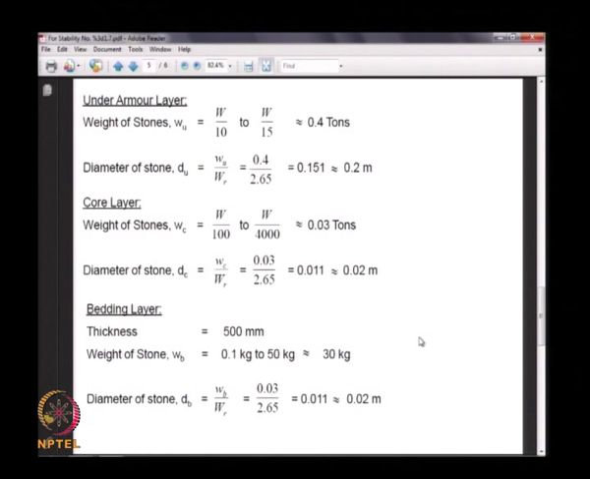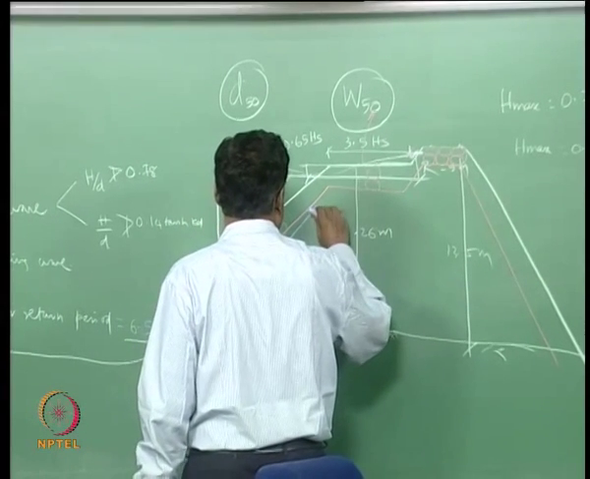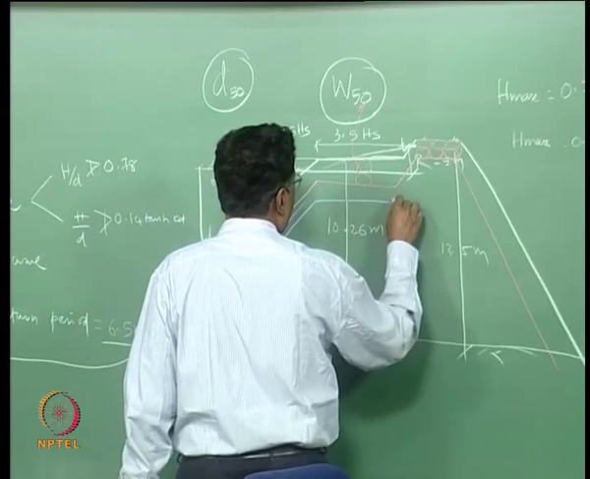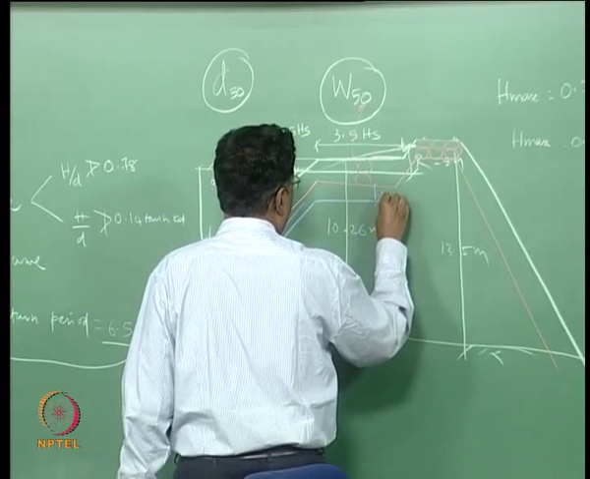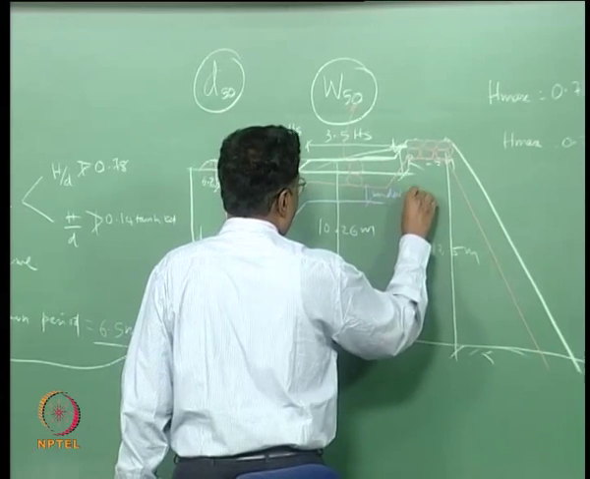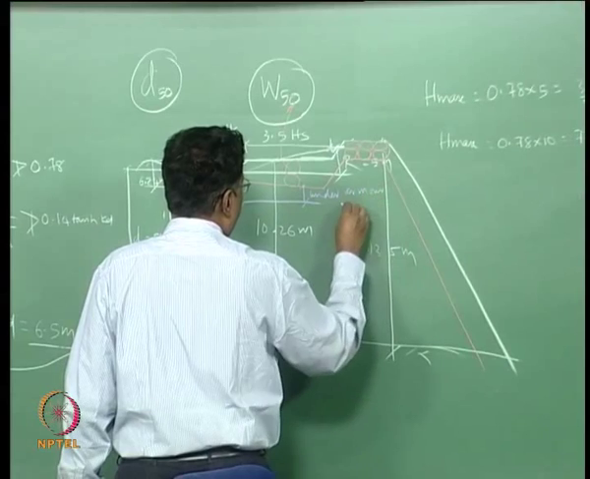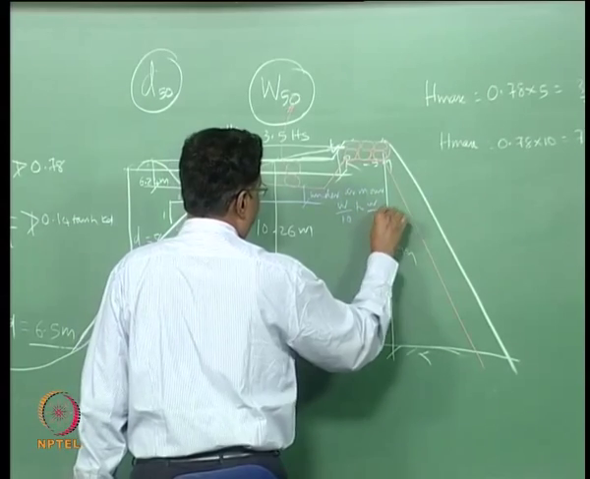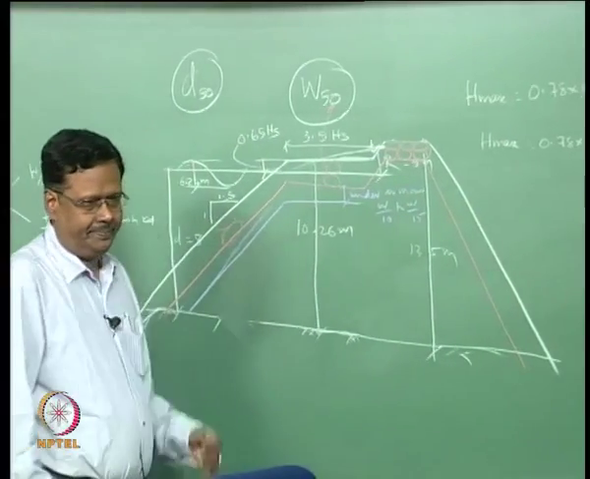So the weight of the stones for the under armor layer, that is the next layer which will come below this, there will be one more layer which will be coming below this. This is called the under armor layer. This is varying between W by 10 to W by 15, that is given.